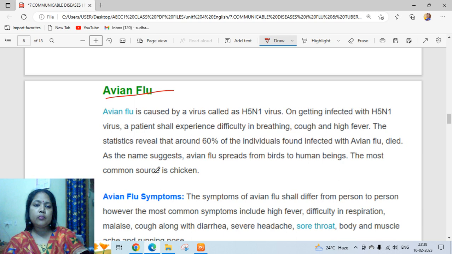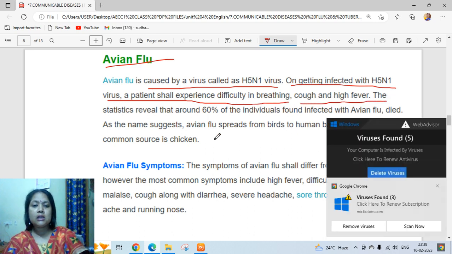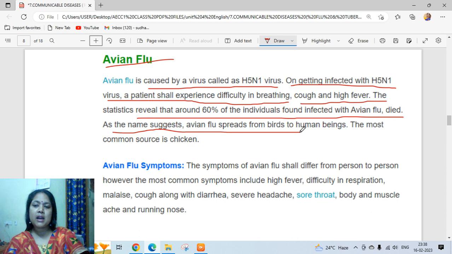Then come to avian flu. Avian flu is caused by a virus called H5N1. On getting infected with the H5N1 virus, a patient shall experience difficulty in breathing, cough and high fever, and statistics reveal that around 60% of the individuals found infected with avian flu died. As the name suggests, avian flu spreads from birds to human beings, because avian means birds. Okay. So the most common source is chicken.